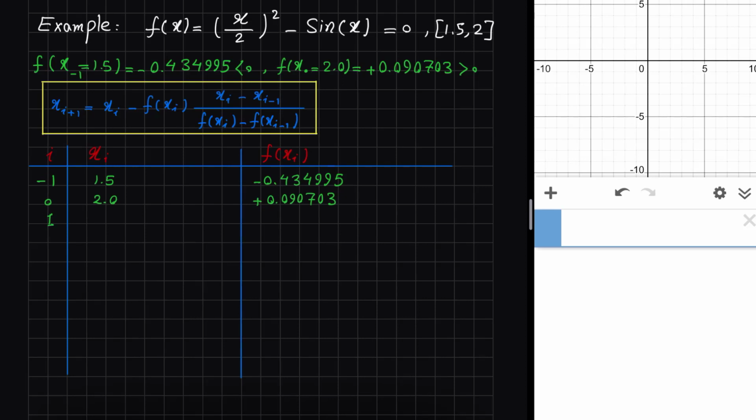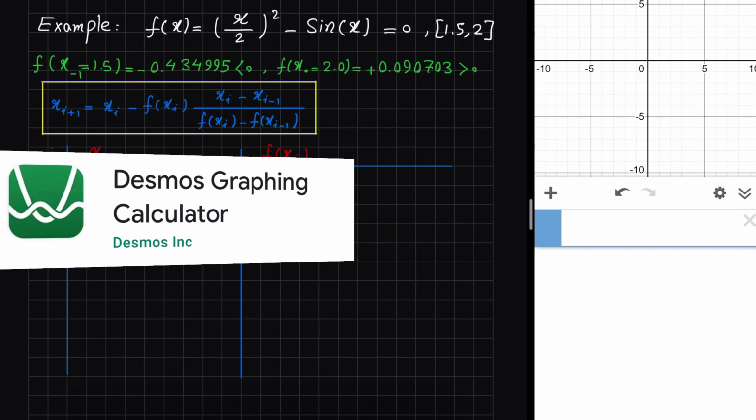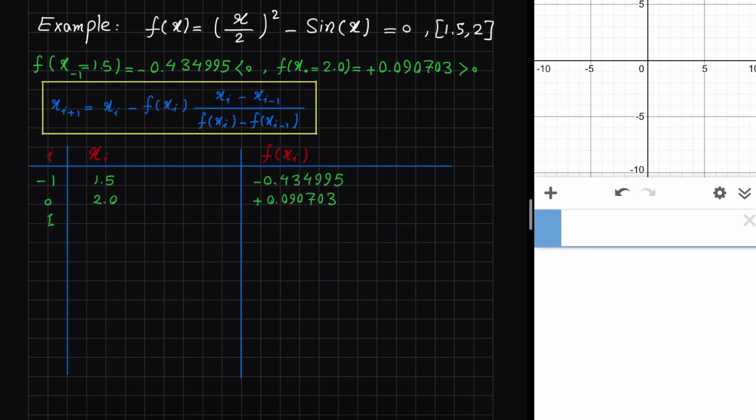To obtain the value of x at iteration 1, I use the Desmos graphing calculator here, which is very helpful, and I'm going to show you how to use this calculator to obtain the values of x.